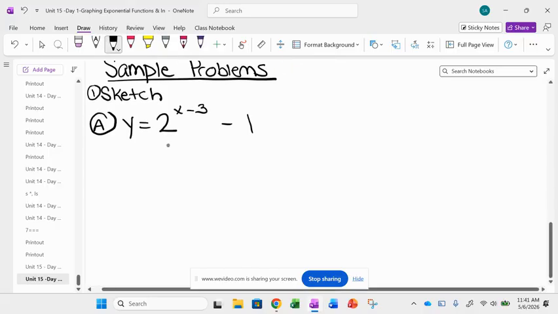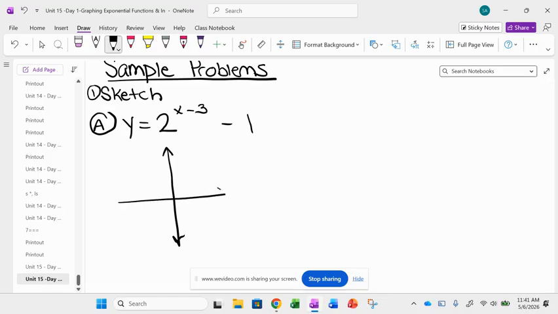Okay, so first thing I need to know is, is this exponential going to be increasing or decreasing, and how do we know, Stephen? Increasing. Perfect. Increasing because my base is a whole number. It's not a fraction. Now, my parent graph, the key point would have been the point (0, 1).